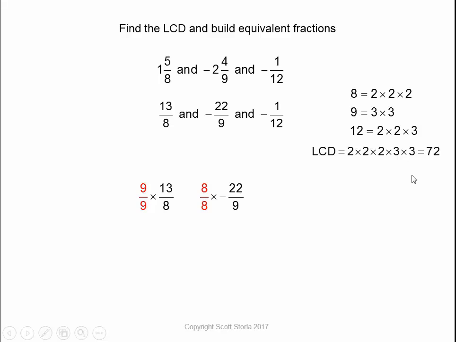And the third fraction already has a 12, that is 2 2s and a 3, and it will need an additional factor of 6. So the form of 1 I want is 6/6. After multiplying, I get 117/72, -176/72, and -6/72.